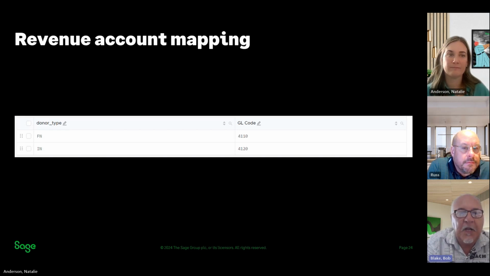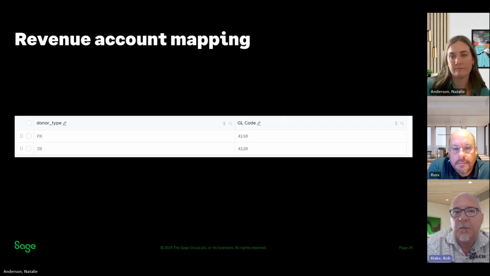For revenue, some customers may just have one revenue account in their organization and the chart of accounts for contributions. Others may want to put those into separate accounts, right? You may have individual contributions, contributions from foundations, from companies, etc., or grants. So we can control those GL accounts by associating those with the donor type. So when we look at your gift record, we look at your donor as well, and then we plug in your GL account for your revenue side.